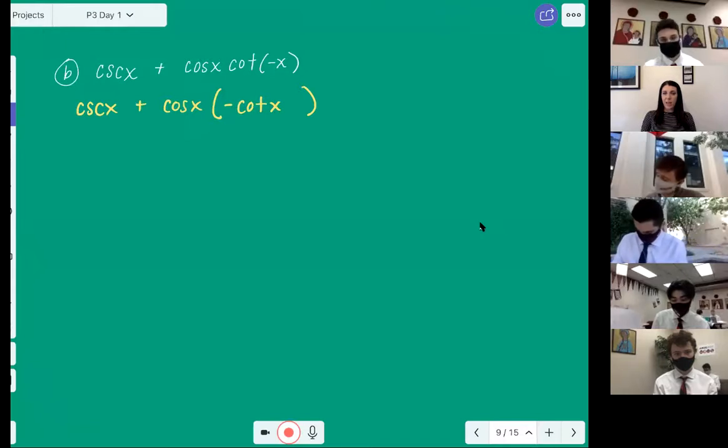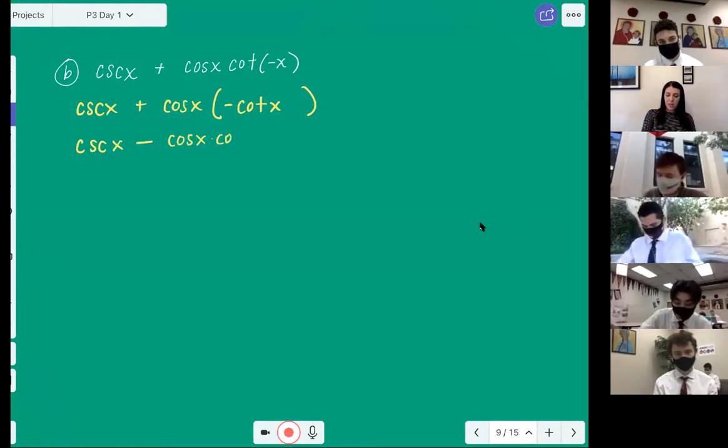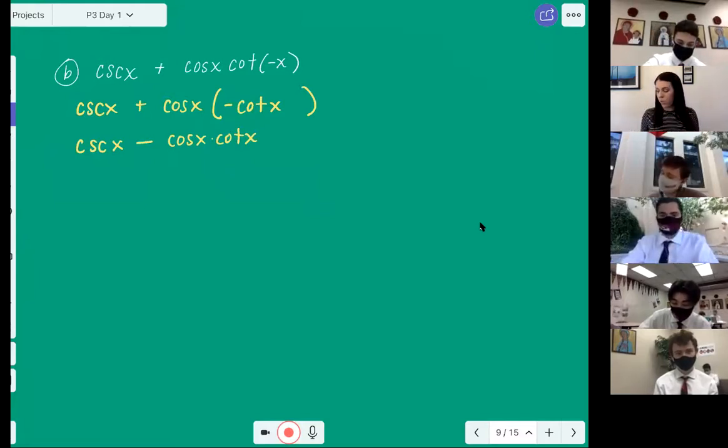I guess I could move that negative all the way out in front of that thing, right? So like positive cosine times negative cotangent. Instead of having all of those extra signs, I could make this a minus here and do cosine times cotangent x. Does that make sense? It's really cosine times -1 times cotangent, so I could just move that negative out in front.